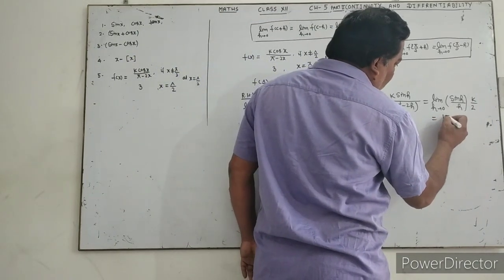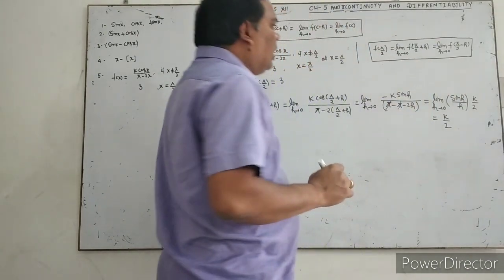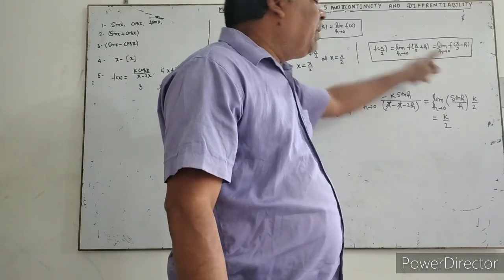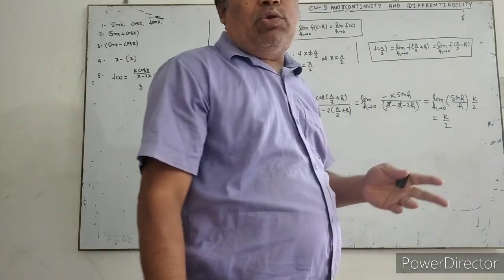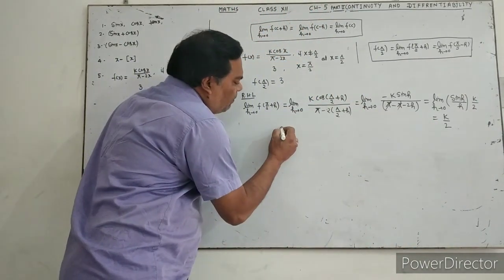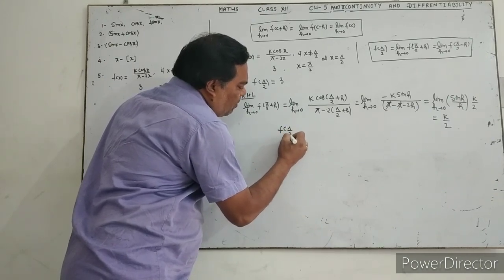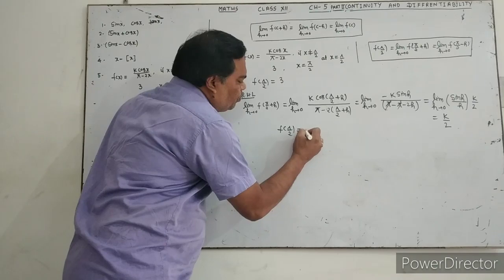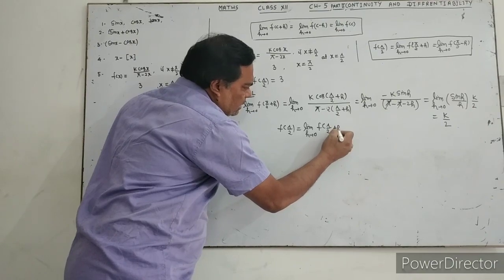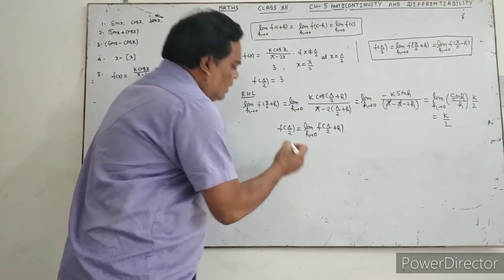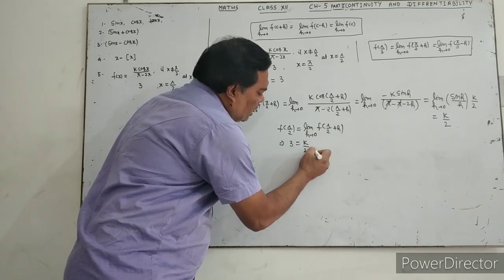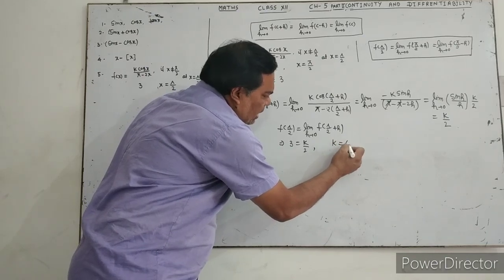Then k/2. Now it is given that the function is continuous. Then consider the value at π/2 and at π/2 plus h. The value of the function at π/2 and the right-hand limit are both equal. This means f(π/2) equals the limit of f(π/2 + h), so 3 equals k/2. Then what is the value of k? The value of k is 6.